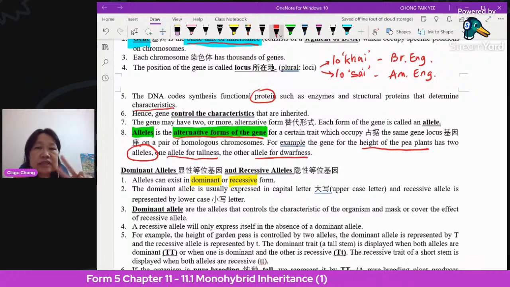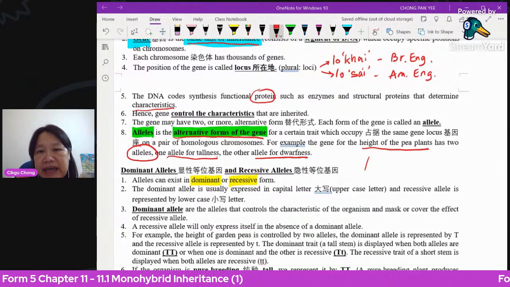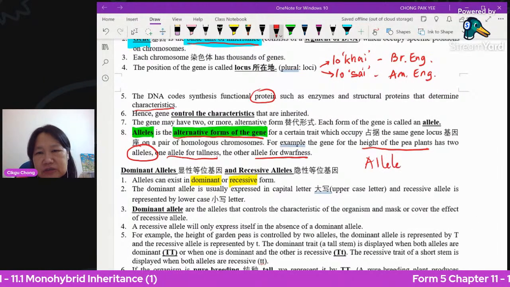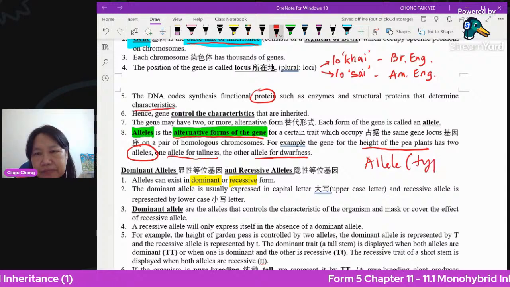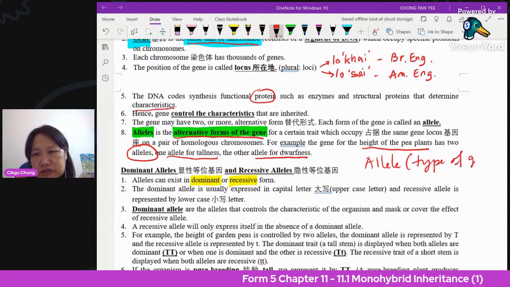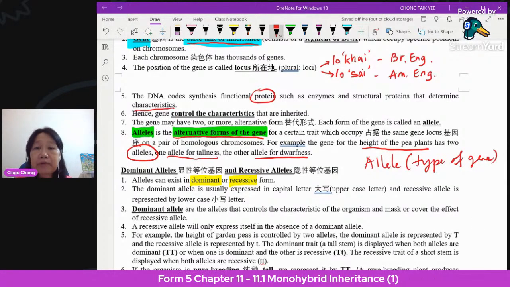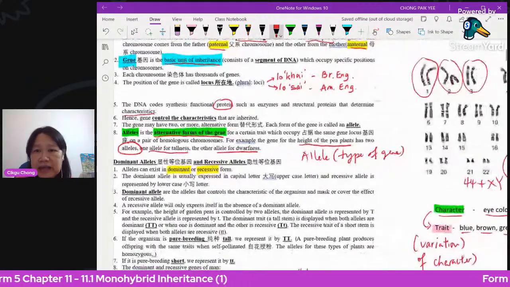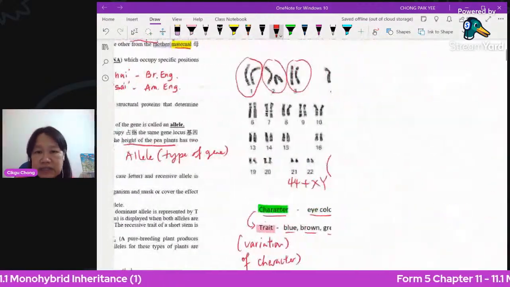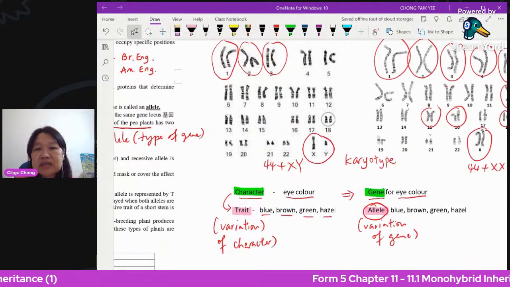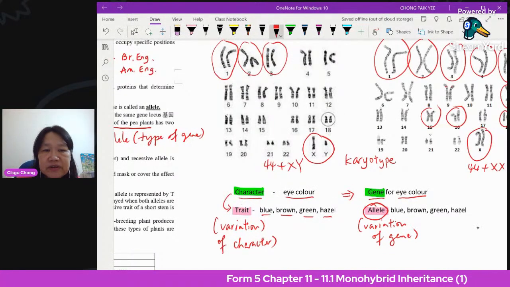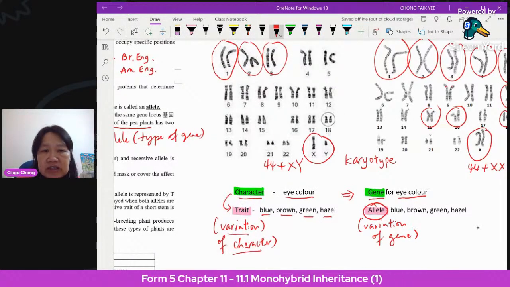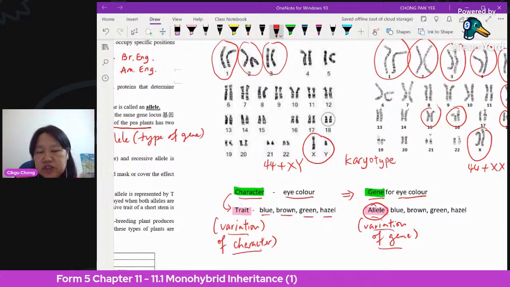So these are the types of gene. What it means is that allele means like the type of gene. So far okay? Allele is to gene as trait is to character. Trait is the variation of a character, whereas allele is the variation of the gene.